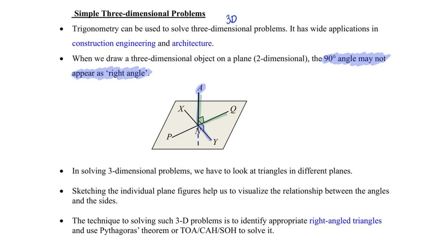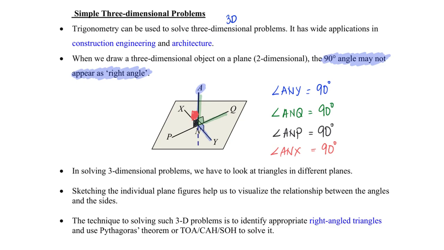This is also a right angle, A and Q. Do take note, angle A and Y is 90 degrees because A is vertically on top of N. Similarly, angle A and Q is also 90 degrees. So if I were to extend this, A and P is also 90 degrees, and A and X is also 90 degrees.